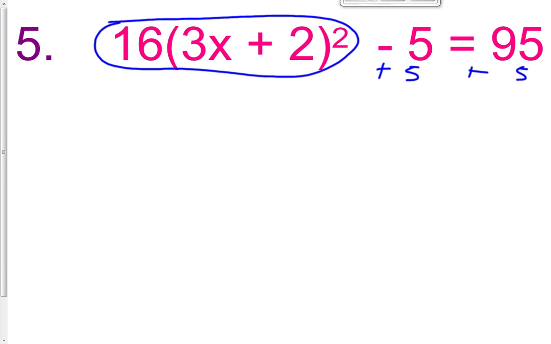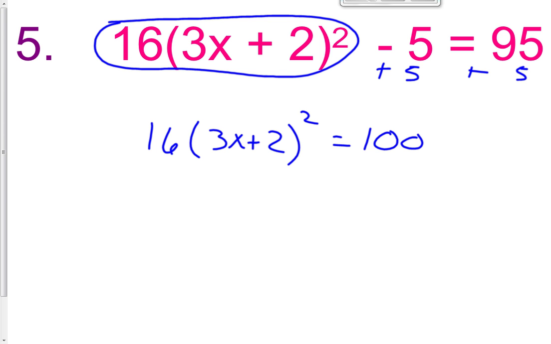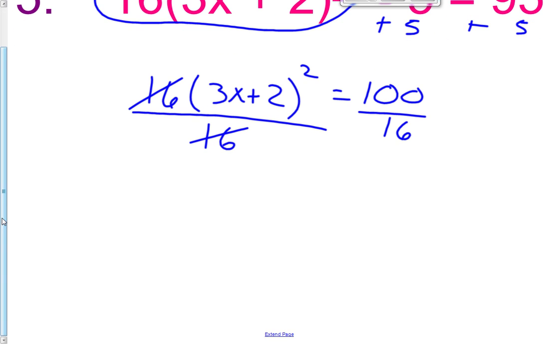So I get 16 times (3x plus 2) quantity squared equals 100. Next, I'm going to divide both sides by 16 because I want to get (3x plus 2) quantity squared all by itself. So divide both sides by 16, and that's going to be some sort of a fraction. We get (3x plus 2) quantity squared all by itself.